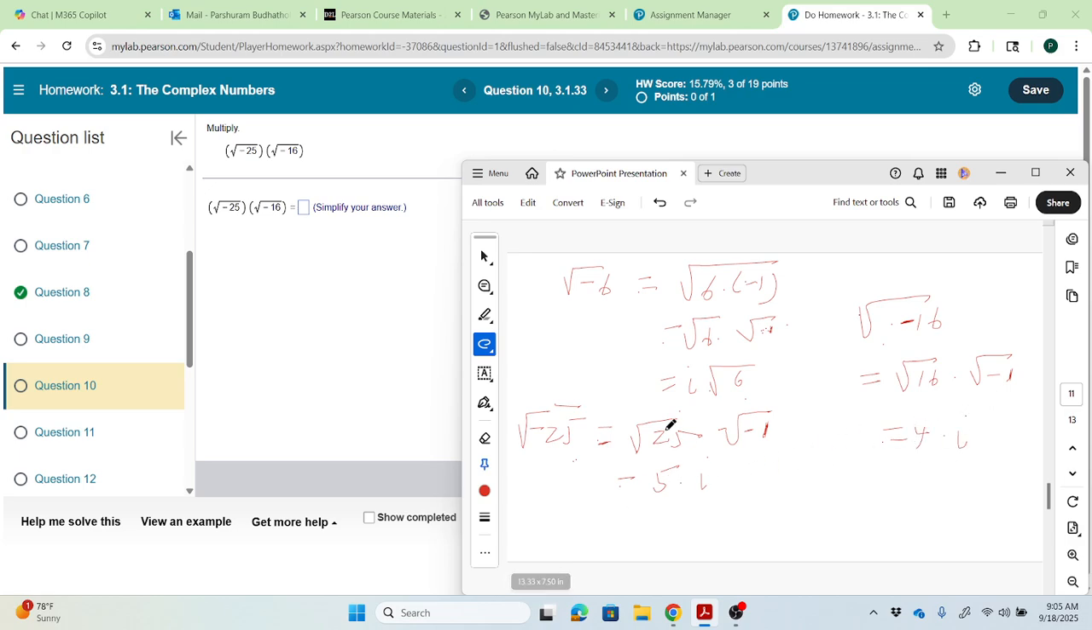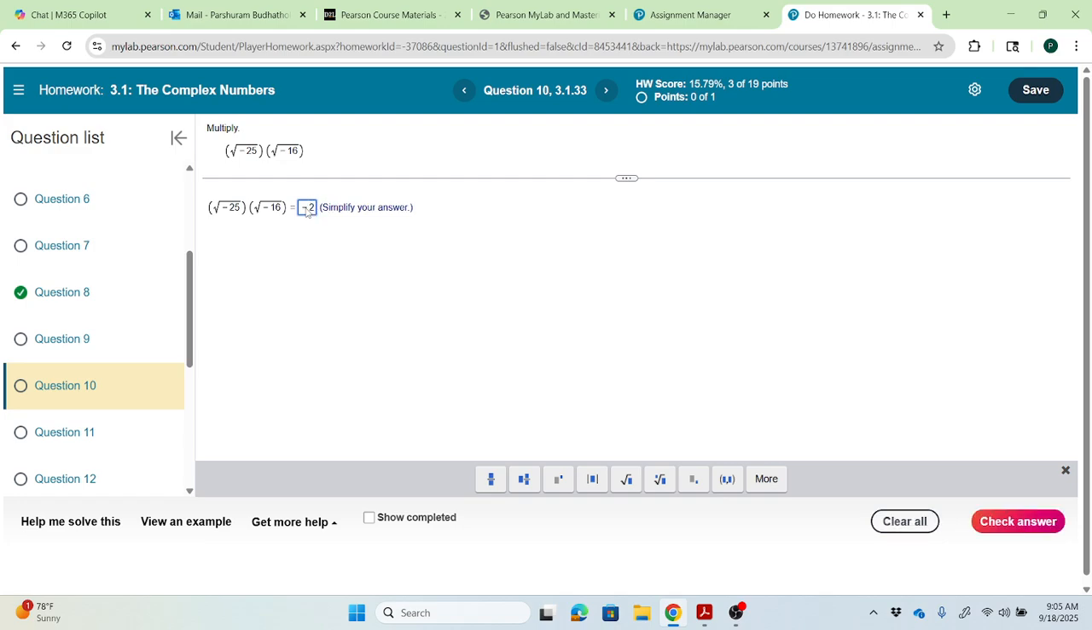Whenever you are multiplying these two numbers, you are multiplying 5 times 4, which is 20, and i times i, which is i squared. But what is i squared? i squared is -1. So the answer is supposed to be -20.